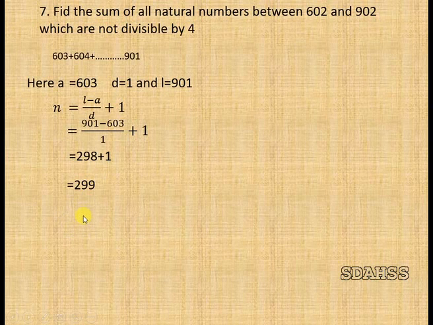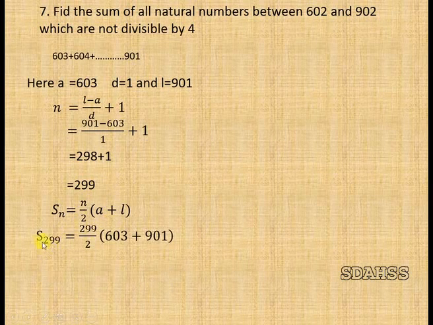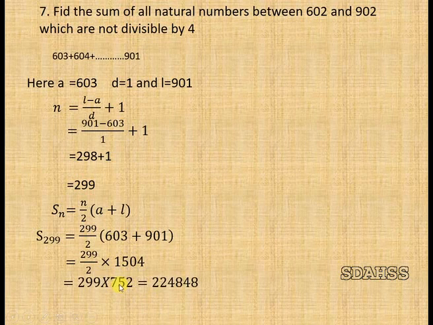Then we want to find the sum. The sum is Sn is equal to n by 2 into a plus l. Here the last term is given, so you have to use this formula, n by 2 into a plus l. Substitute all the values in the formula. So you have S 299 is equal to 299 divided by 2 into 603 plus 901, which is equal to 299 divided by 2 into 603 plus 901 is 1504. Cancel the numerator and denominator by 2 tables, so you have 752. 299 into 752, which is equal to 224848.